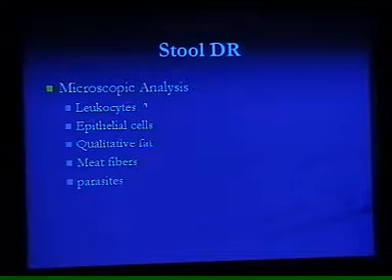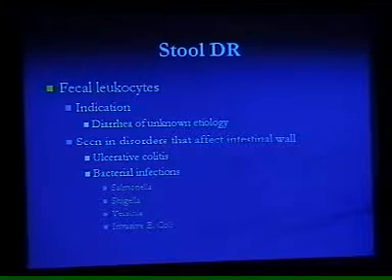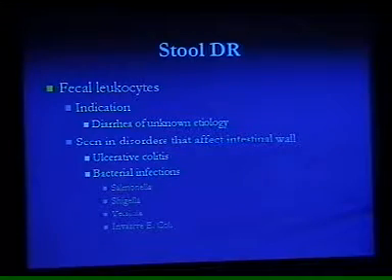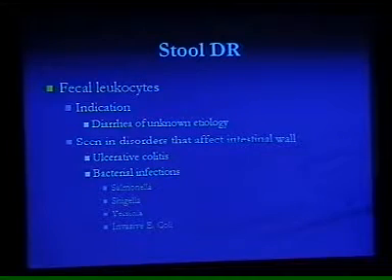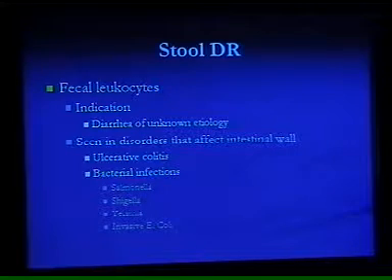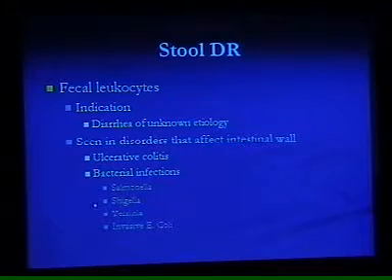Microscopic analysis, we saw all these. The most important are leukocytes and the parasites. Fecal leukocytes are important because diarrhea is very common. So how we differentiate diarrhea is by those with positive fecal leukocytes and those which don't have positive fecal leukocytes. The ones with positive fecal leukocytes are invasive diarrhea, and the most common organisms are Salmonella, Shigella, Yersinia, and invasive E. coli.